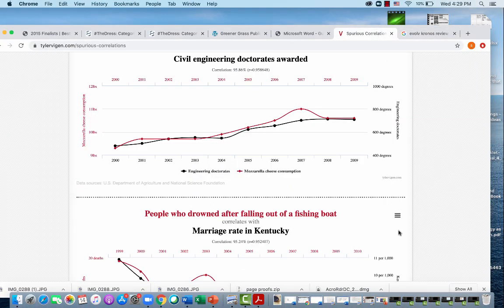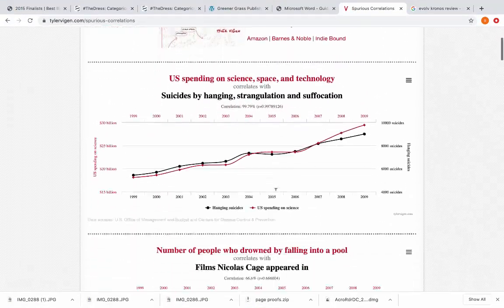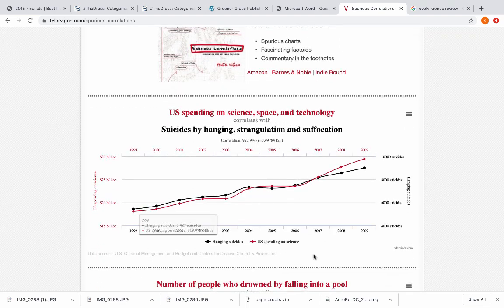So let's look at Tyler Vigen's website on spurious correlations. So what Vigen does is this. He takes huge sets of data from all different domains and then writes scripts to just try and find patterns, matching patterns in the data. So it's not like he starts out thinking that suicides by hanging, strangulation, and suffocation are going to correlate with US spending on science and space and technology between 2000 and 2009. He doesn't start out thinking that. Rather, he just runs a script that's looking for matching patterns of data, and this is one of the matching patterns that was found. So this is a really strong correlation.